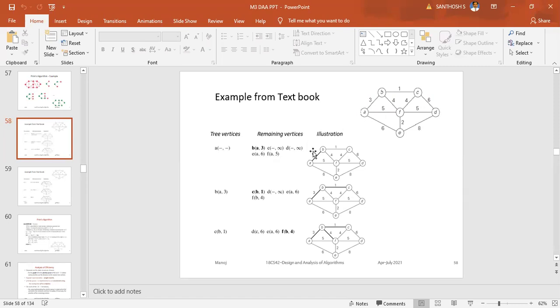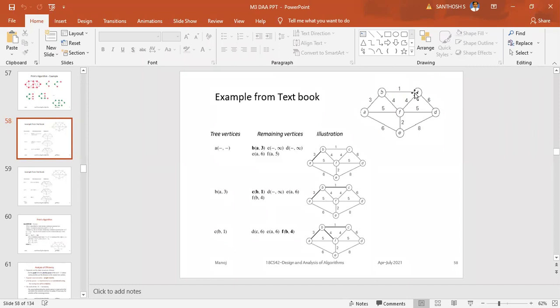From A, is E reachable? Yes, from A, E is reachable. So that's why you write it as A comma 6. From A, which is reachable to F? From A, it is reachable at 5. So write it as A comma 5. So which is the reachable one? Minimum one. In that you have to go with the minimum. So 3, infinity, infinity, 6 and 5, which is the minimum one? It is B. So take that particular vertex, B, A comma 3.